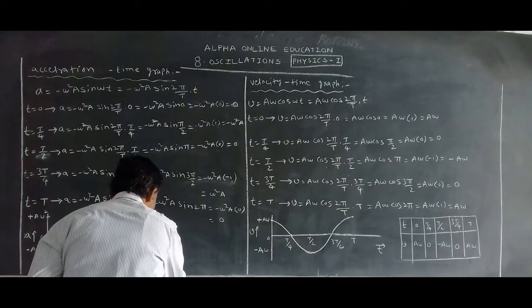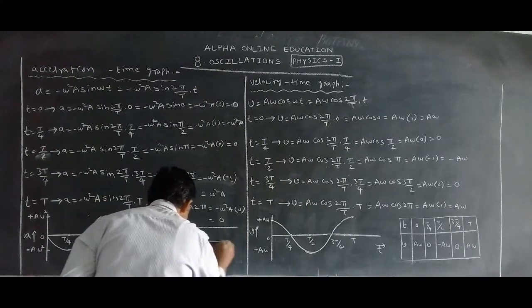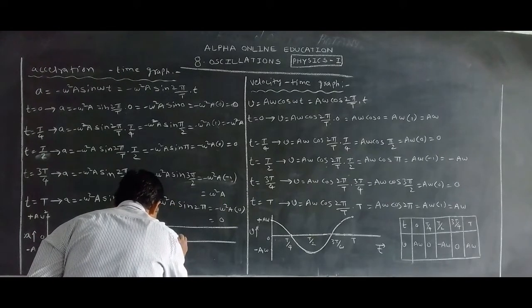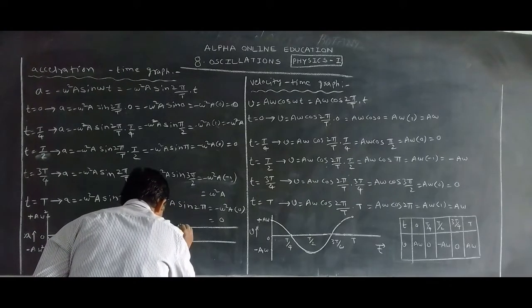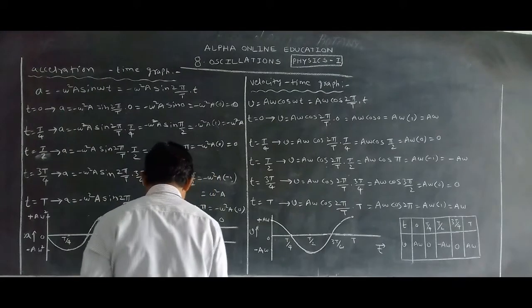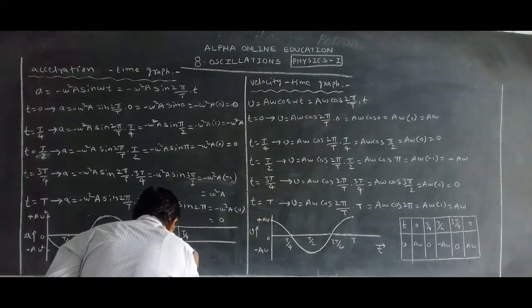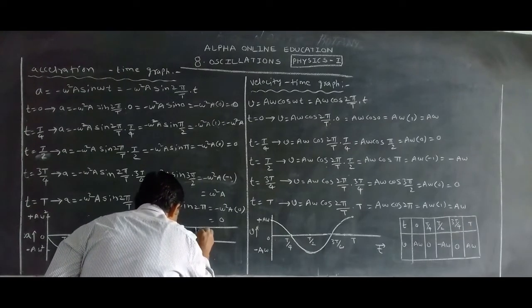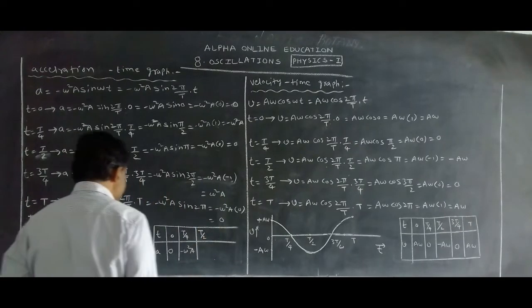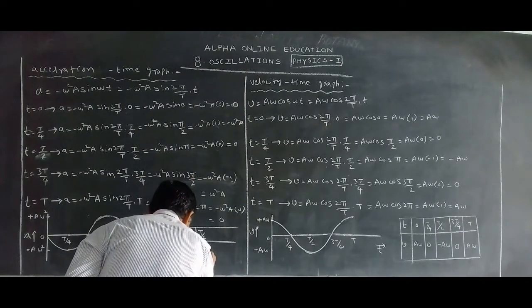Again we take a table, with t and a. When t is equal to 0, acceleration is also 0. When t is equal to T by 4, a quarter of the time period or 25% of time period, what about acceleration? Acceleration is minus omega square a. Next, T by 2, half of the time period or 50% of time period. Then what about the acceleration?